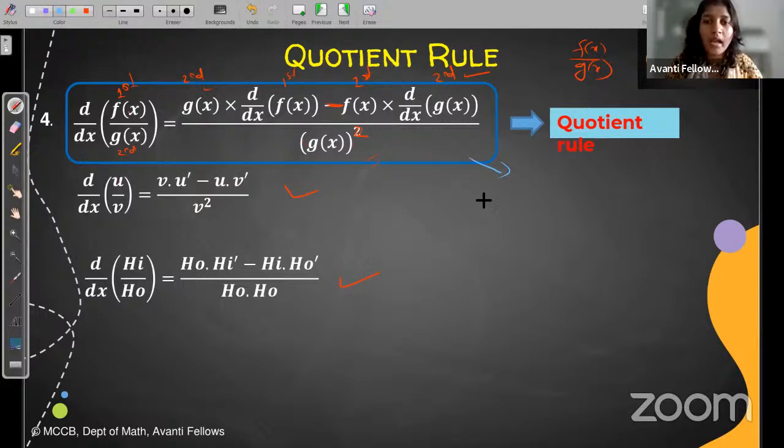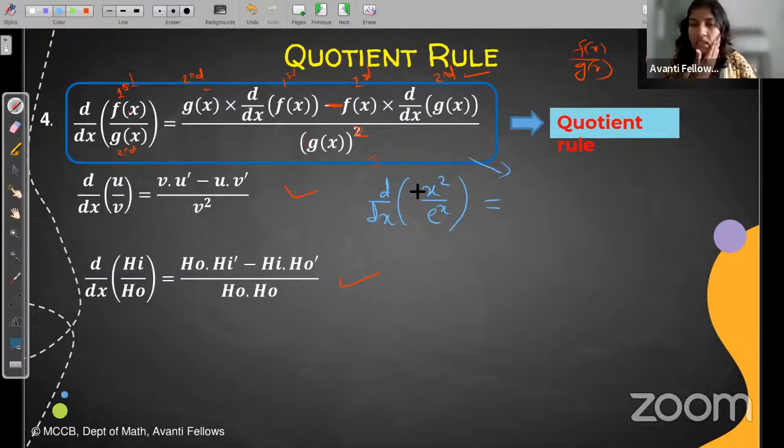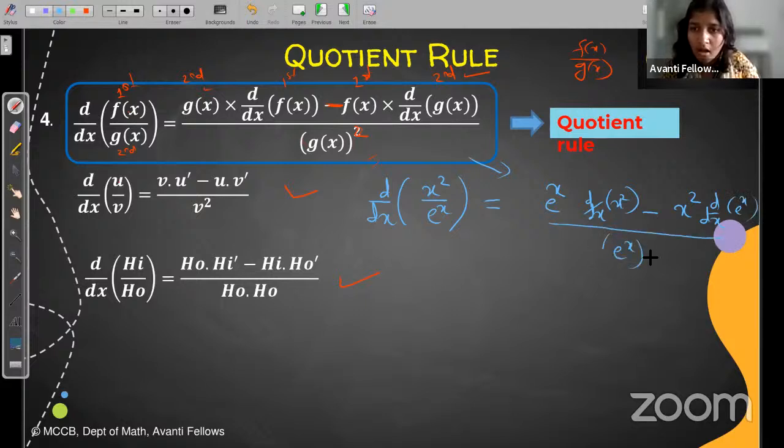Right? So let's consider an example also. Let's say d by dx of x square divided by e raised to x. So this is the function we have. So how to differentiate it? Just try to differentiate it along with me. What we will get? Second function, that is e raised to x as it is. Then differentiation of the first function, x squared. Fine. Minus first function, that is x squared as it is. Then differentiation of the second function, e raised to x whole divided by e raised to x whole square.